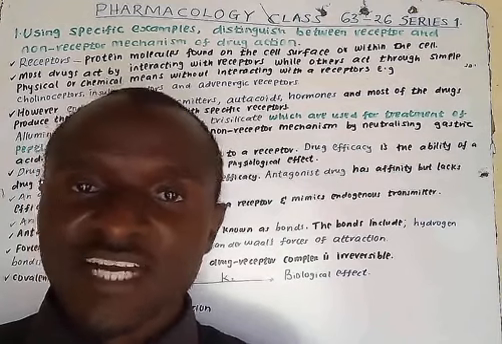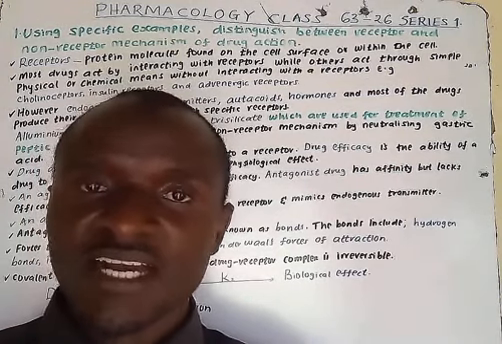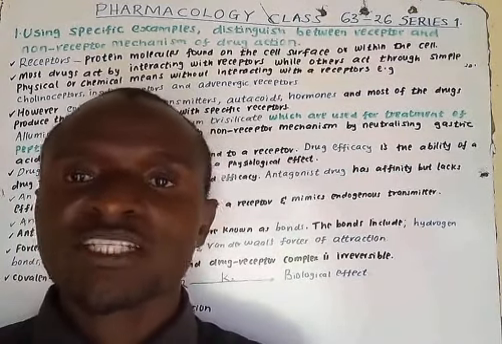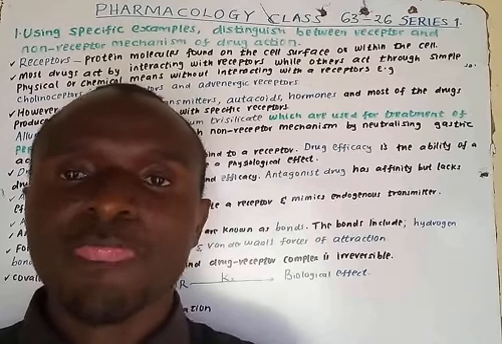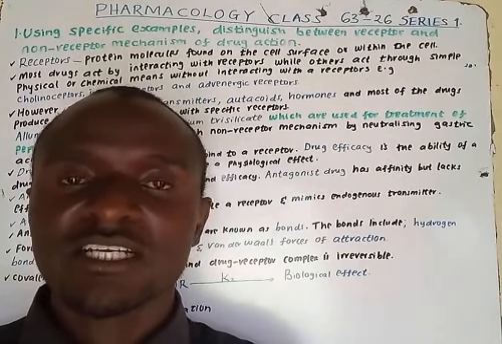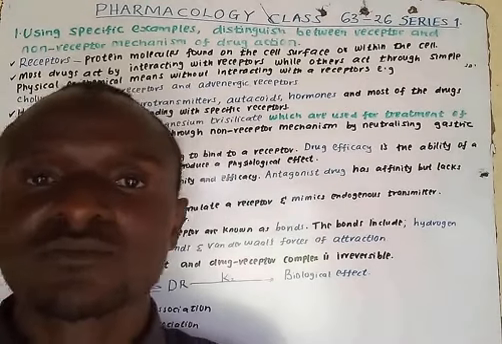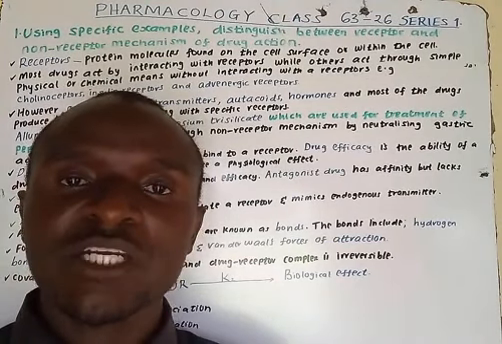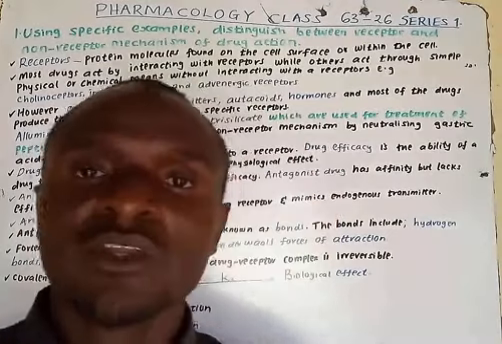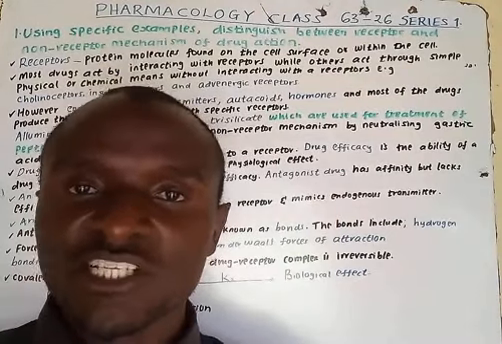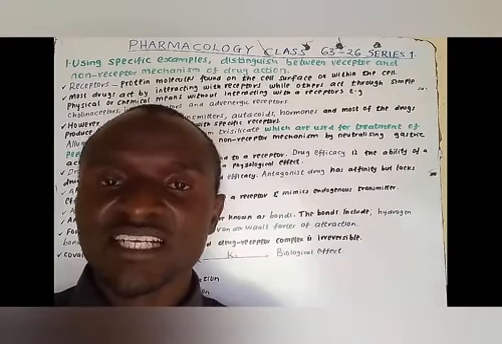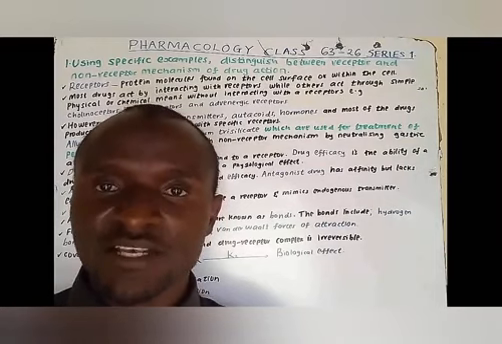Forces that attract drugs to a receptor are known as bonds. Examples of bonds are hydrogen bonds, covalent bonds, van der Waals forces of attraction, and also ionic bonds. Covalent bond is the strongest. A drug-receptor complex is irreversible.